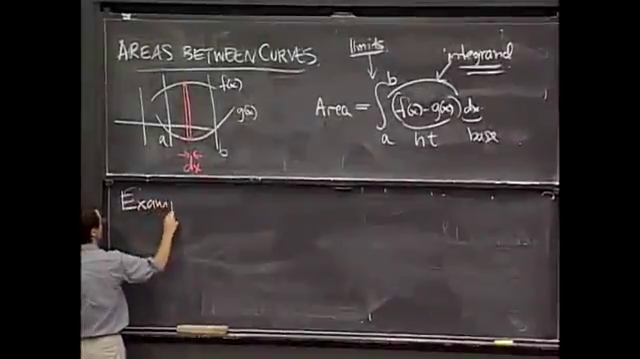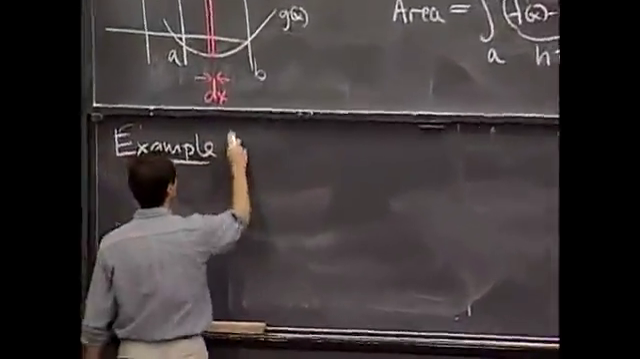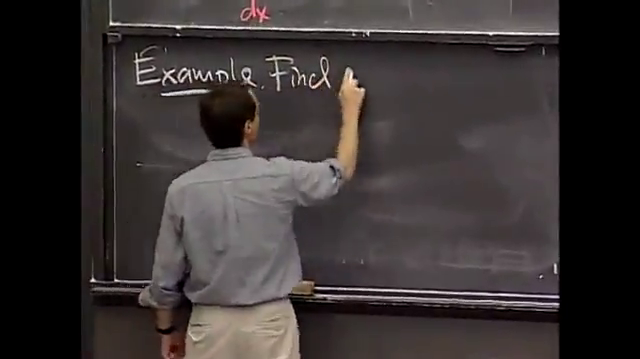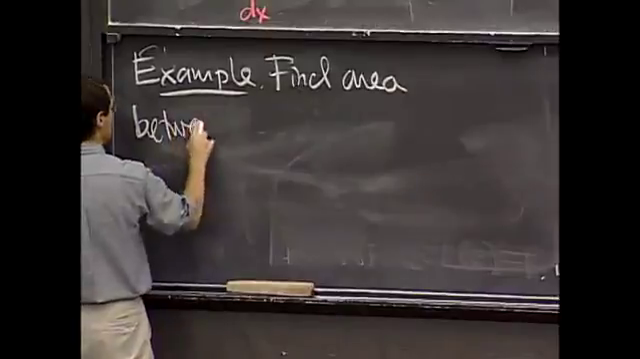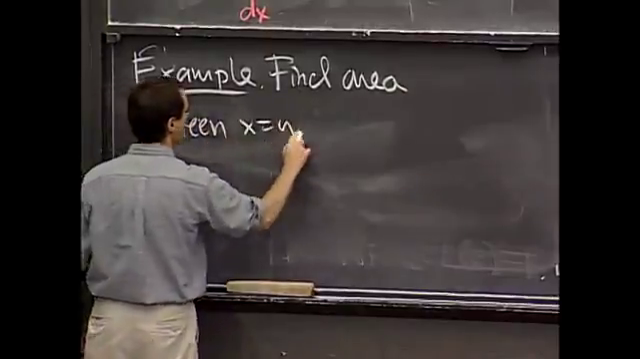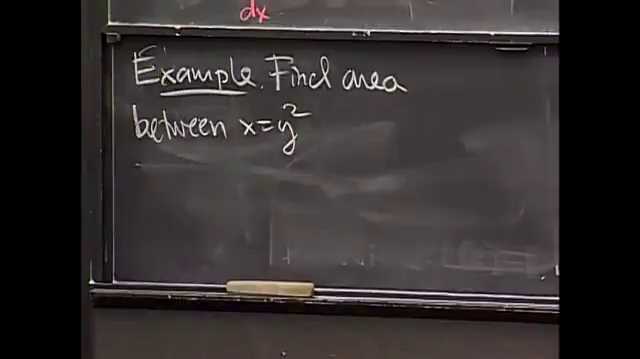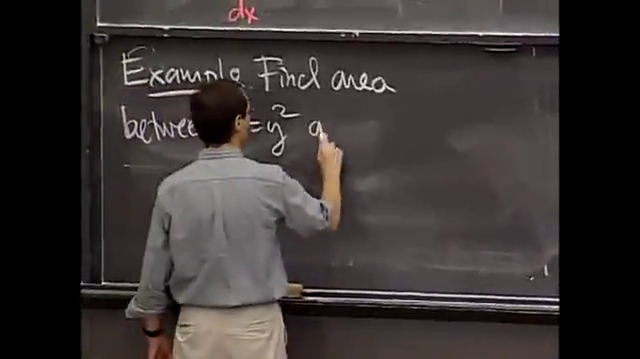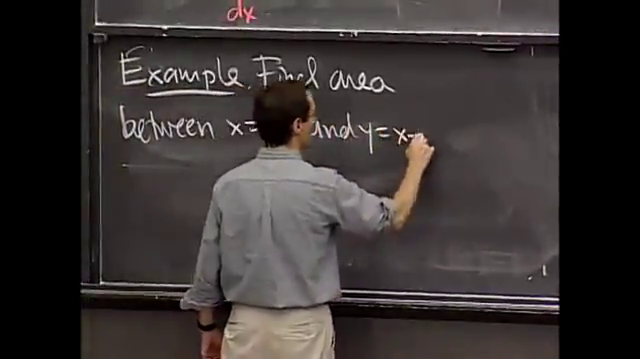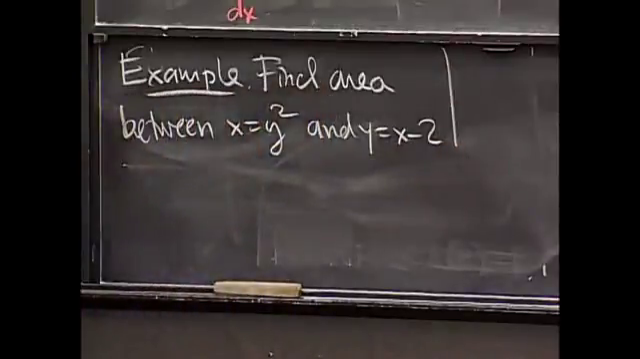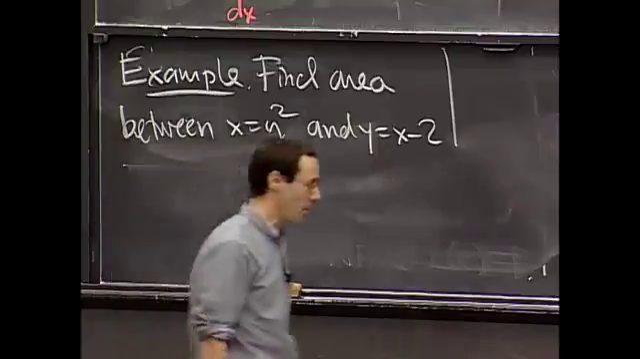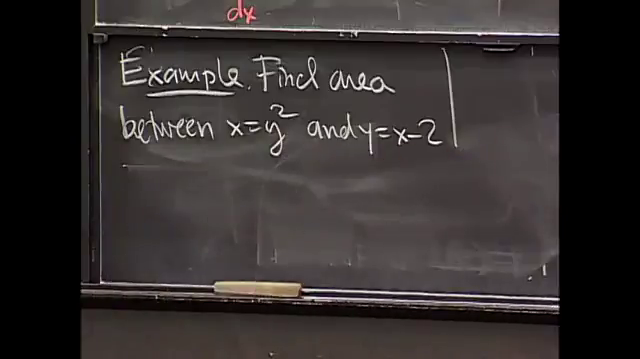So here's our first example. Find the area between x equals y squared and y equals x minus 2. All right, this is our first example. Let me make sure that I chose the example that I wanted to. Yeah.